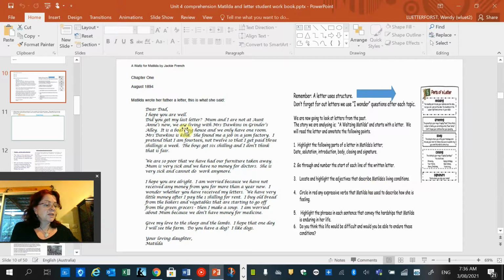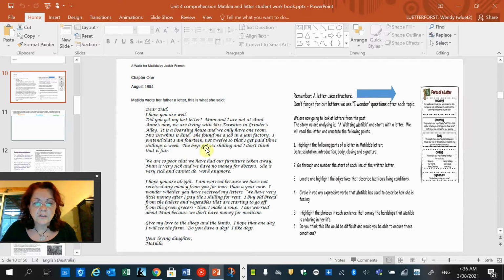So in your book, you can even do this now. And just under where you've written the date and comprehension, just write adjectives. And of course, adjectives are describing words, they describe the nouns. Let's have a look. Adjectives that describe Matilda's living conditions.